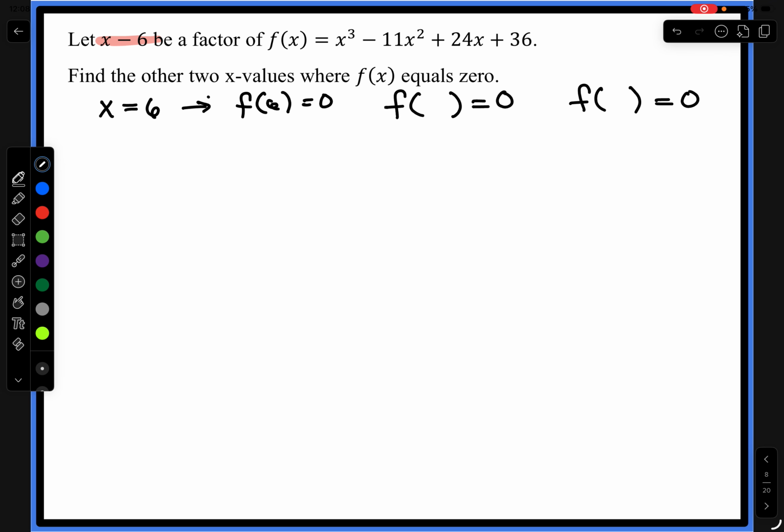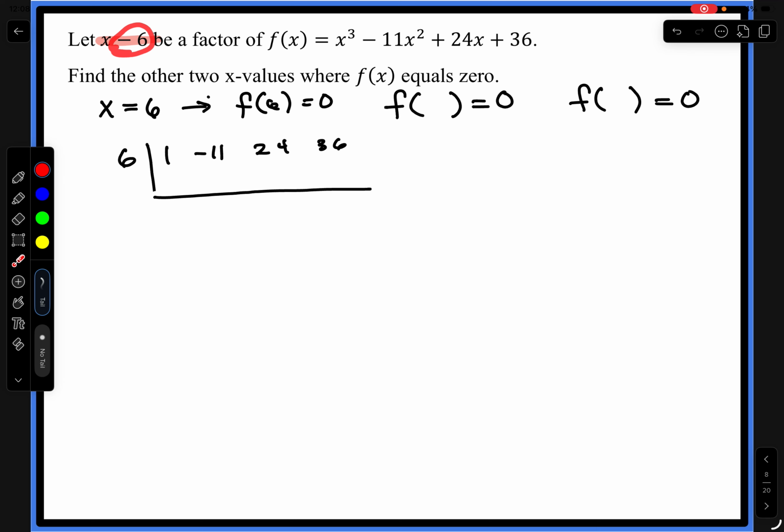So let's set this up using synthetic division instead of long division. So we're going to write the numbers 1, negative 11, 24, and 36. I made this a little bit too big, let me make it a little bit smaller. And on the outside, we're going to write the number 6, not minus 6, but positive 6. Again, the solution, the value, because remember, when it's a factor, that means that x equals 6 is a solution. So that's the number we're going to write and use.